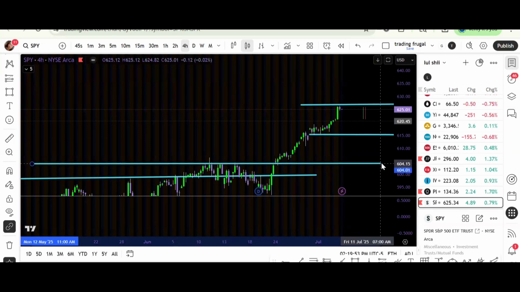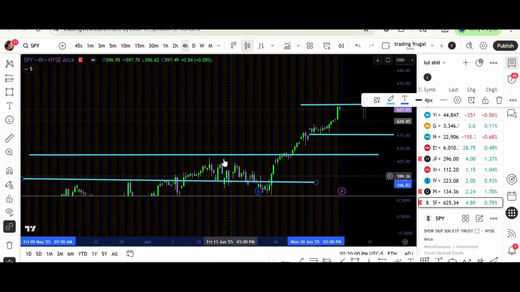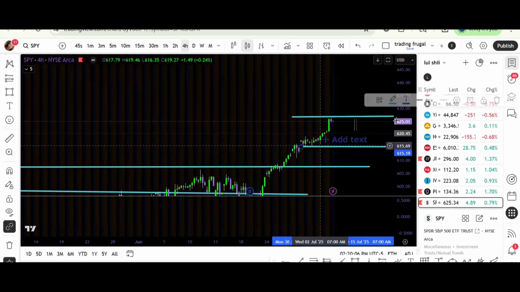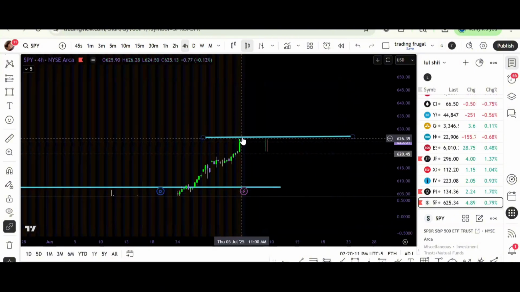My line look crooked. It found a new ceiling until it busted through. Boom, bust through and made that the new support. Then it found a new ceiling. Yeah, price keeps doing the same thing over and over, basically.